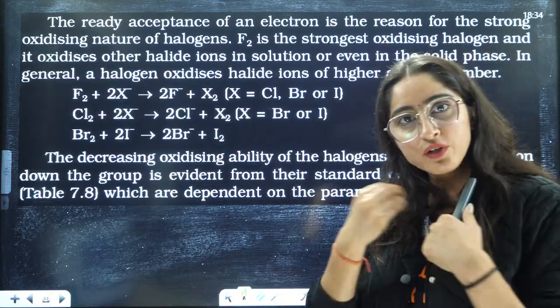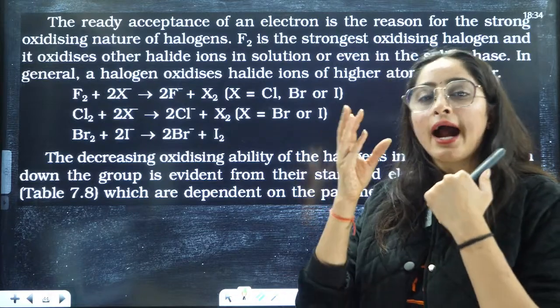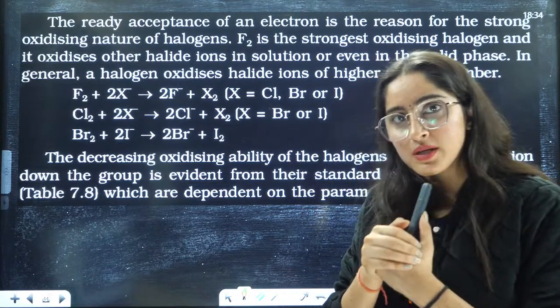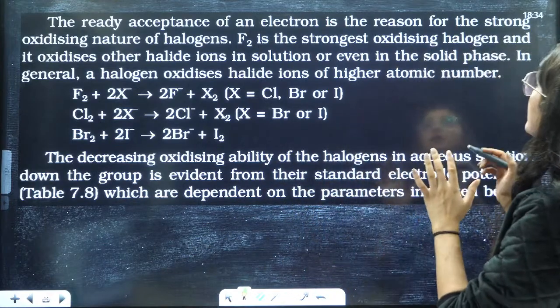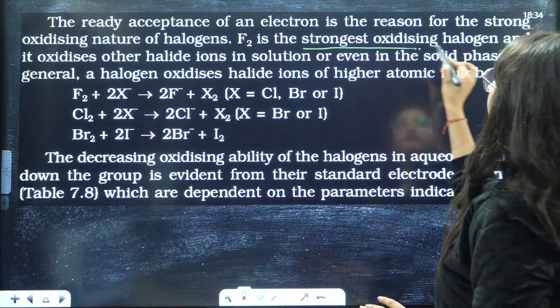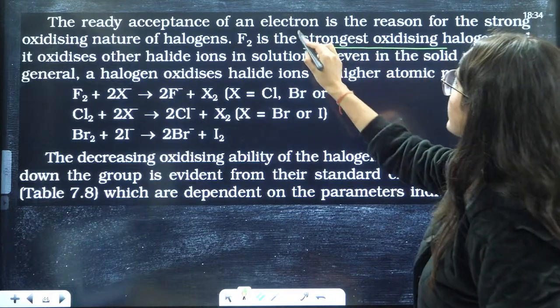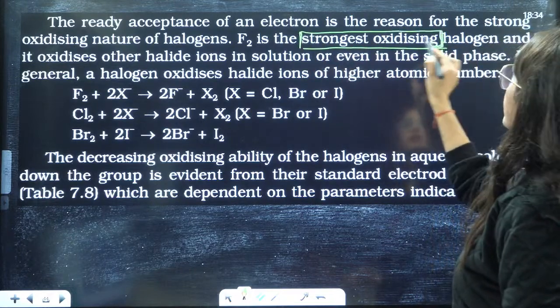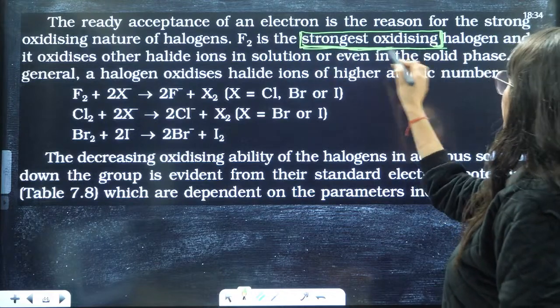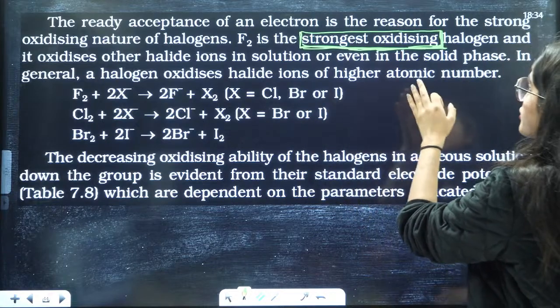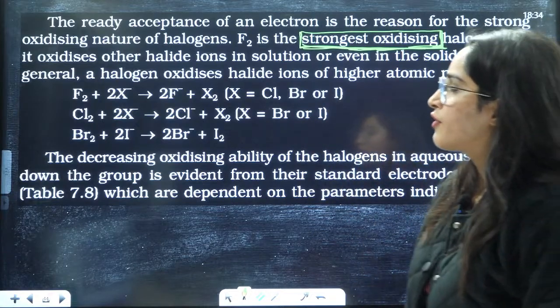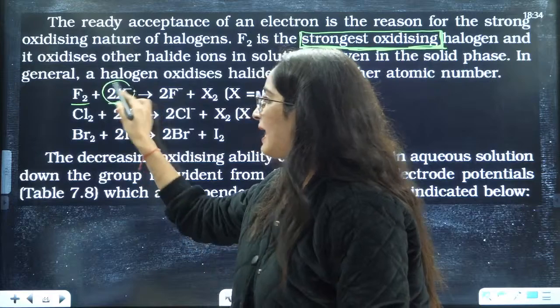So if a halogen wants to gain the electron and be in the reduction process, then it will oxidize someone else. So it is a very good oxidizing agent, right? F2 is the strongest oxidizing agent, the strongest oxidizing halogen, you would say. And it oxidizes other halides in solution, even in the solid phase. For example, F2 you have, this is X negative.